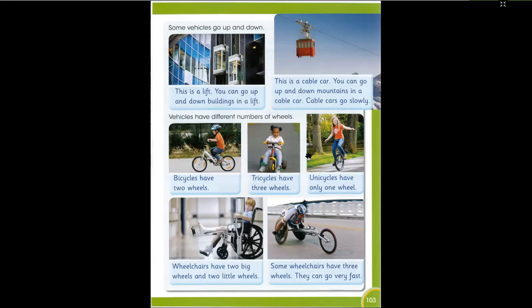This is a cable car. You can go up and down mountains in a cable car. Cable cars go slowly. What is a cable car? If you have gone to Hadika, which is in Hada, I think yes, Hadikat al Qaryat al Khazra, its name is like this.